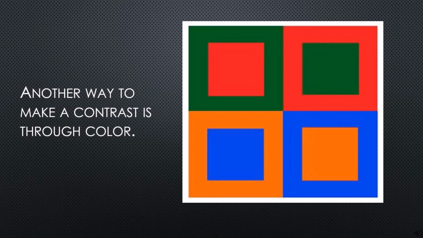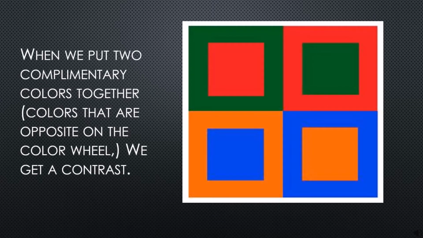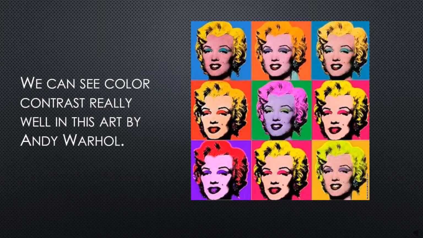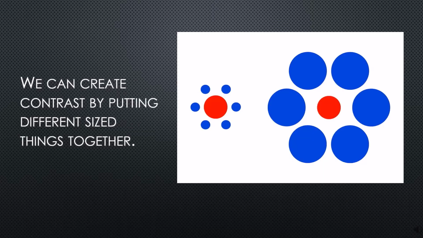Another way to make contrast is through color. When we put two complementary colors together, that is, colors that are opposite on the color wheel, we get a contrast. We can see color contrast really well in this art by Andy Warhol. You'll notice that even though each box has the same picture, we can tell them apart thanks to the differences in color.